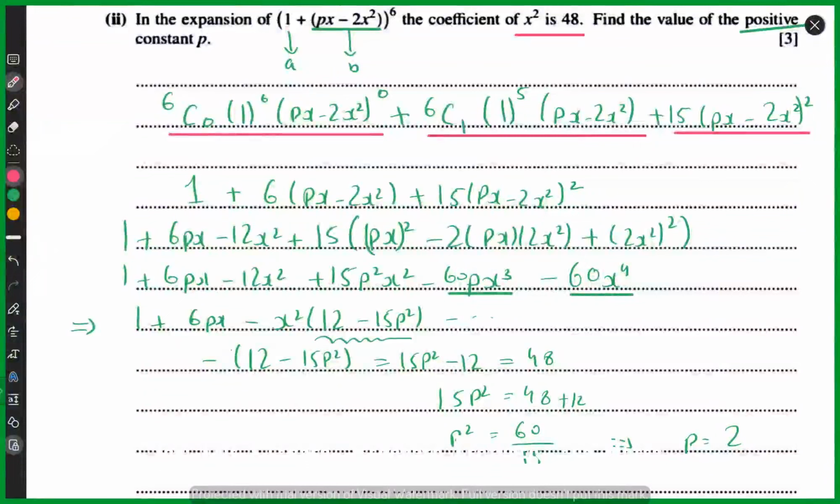Okay, miss. Yes, Mudasam, were you able to understand this?